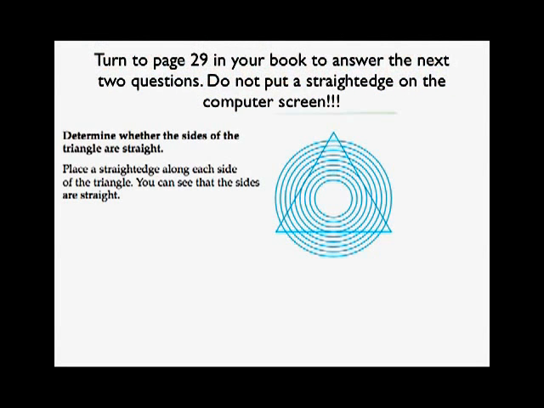Turn to page 29 in your book to answer the next two questions. Do not put a straight edge on the computer screen. Determine whether the sides of the triangle are straight. Place a straight edge along each side of the triangle. You can see that the sides are straight.